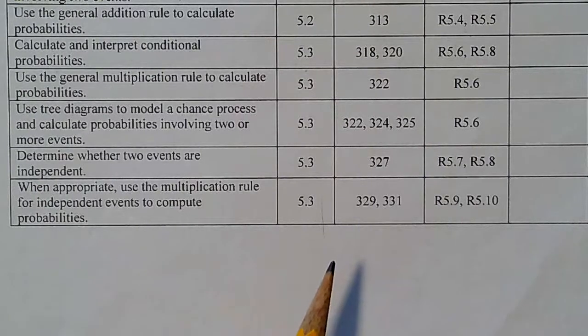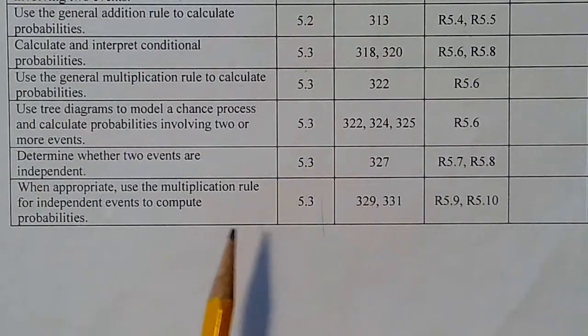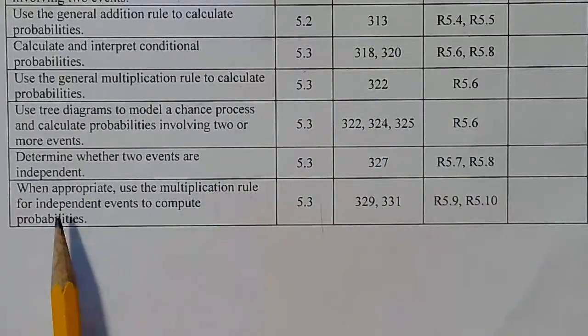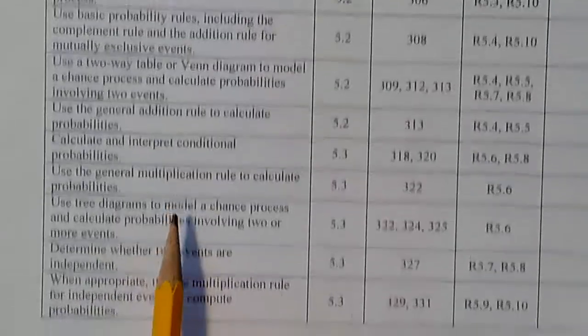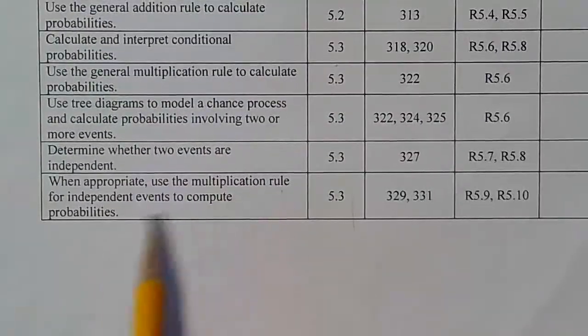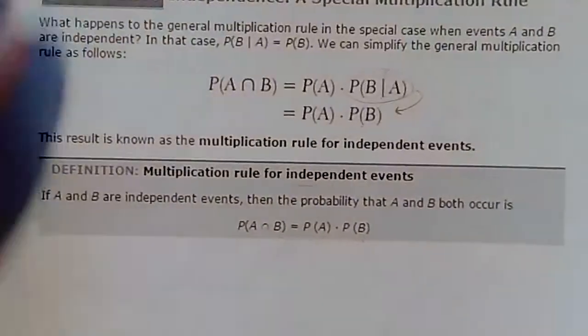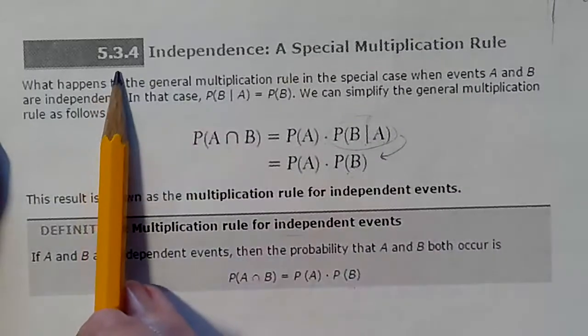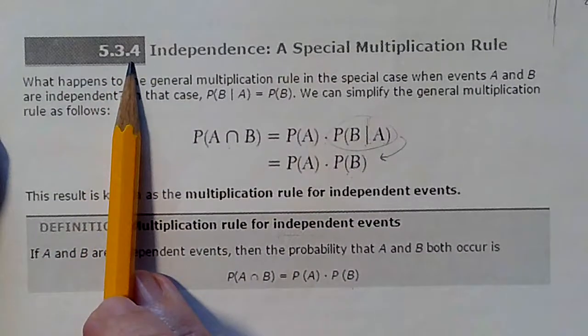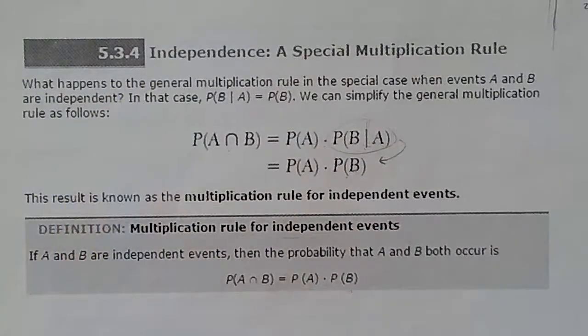Okay, we're going to wrap up section 5.3 today. We're going to go over using this multiplication rule for independent events. We did do the general multiplication rule last lesson, but now what happens when they're independent? And then another spin-off example using that. All right, so right here, 5.3.4, pause and find this part of your notes.